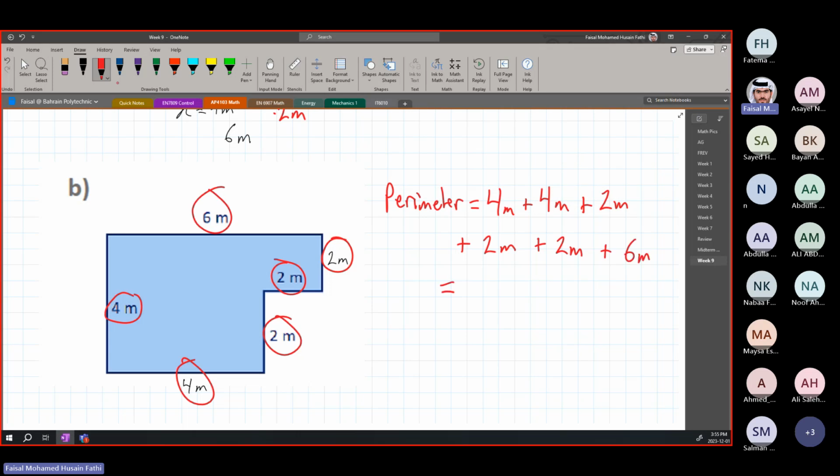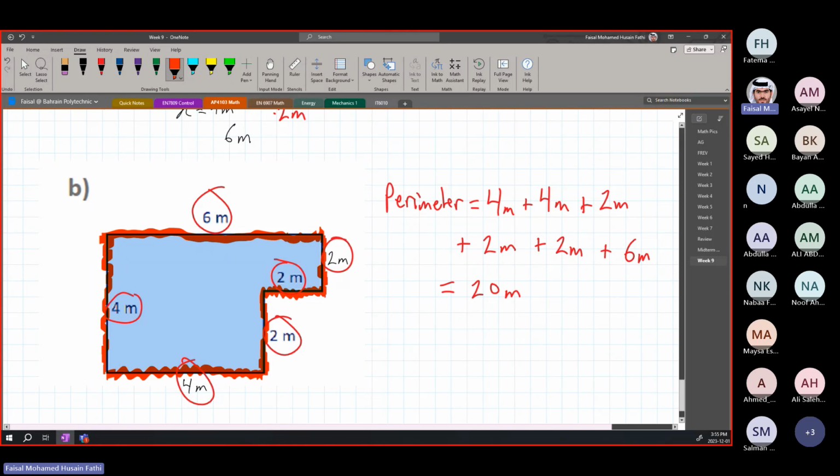And that's how you find your perimeter. Put that in the calculator. It's going to be 20 meters. So 4, 4, 8, 10, 20. Yeah, 20 meters. What I basically did is, for the first value of 4, it's this side, 4 meters, plus 4 meters, plus 2 meters, plus 2 meters, plus 2 meters, plus 6 meters. And that's the perimeter of your shape. That's how we find the perimeter.